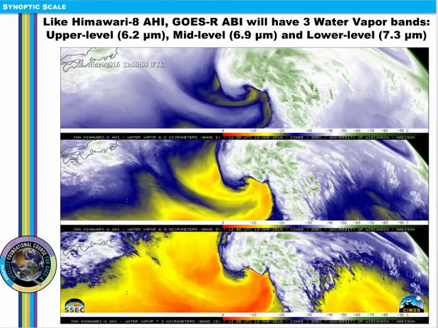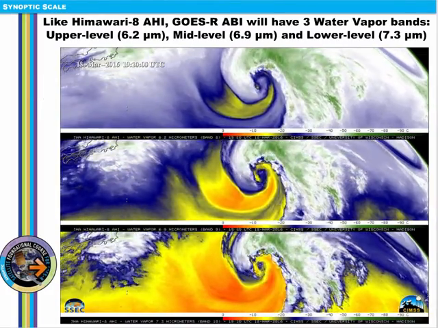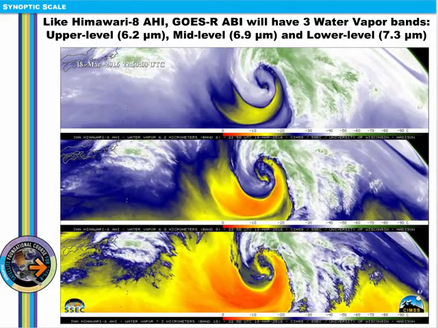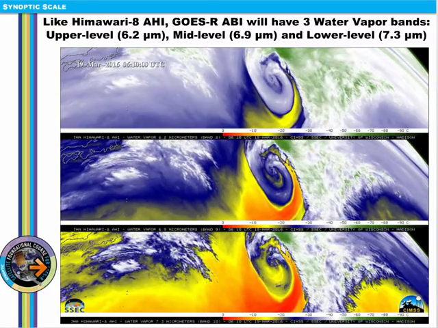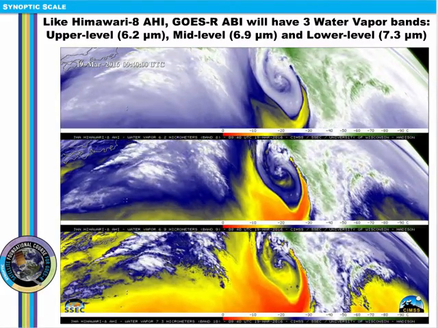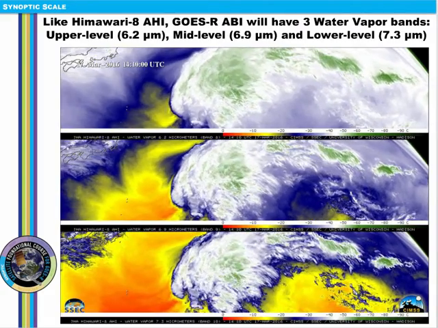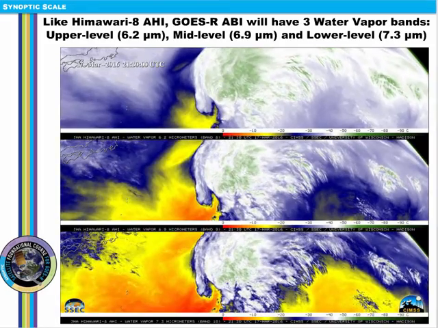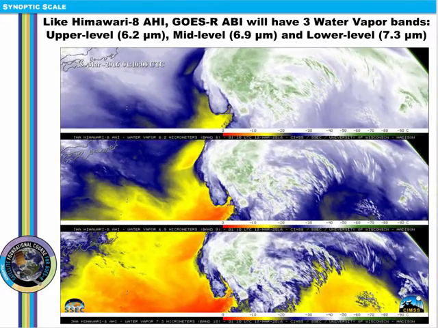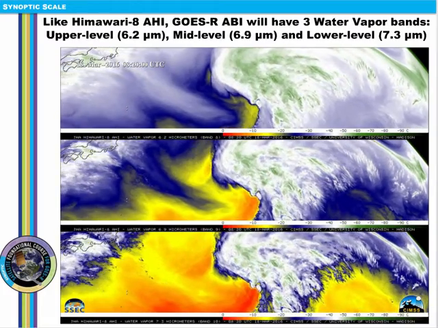The ABI instrument on the GOES-R series will have three water vapor bands: upper level at 6.2 microns, mid-level at 6.9 microns, and lower level at 7.3 microns. This is similar to the AHI instrument on Himawari-8 and 9 satellites, and data from Himawari-8 are shown here. With these three water vapor bands, the identification and tracking of the three-dimensional aspects of potential vorticity anomaly features should be easier.